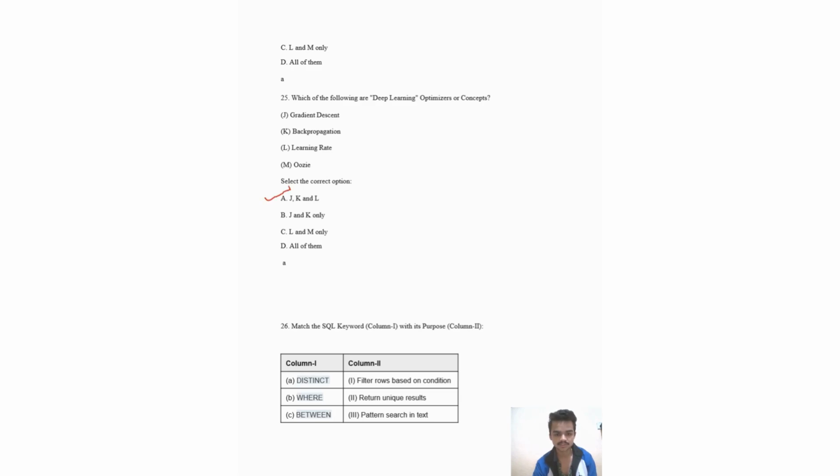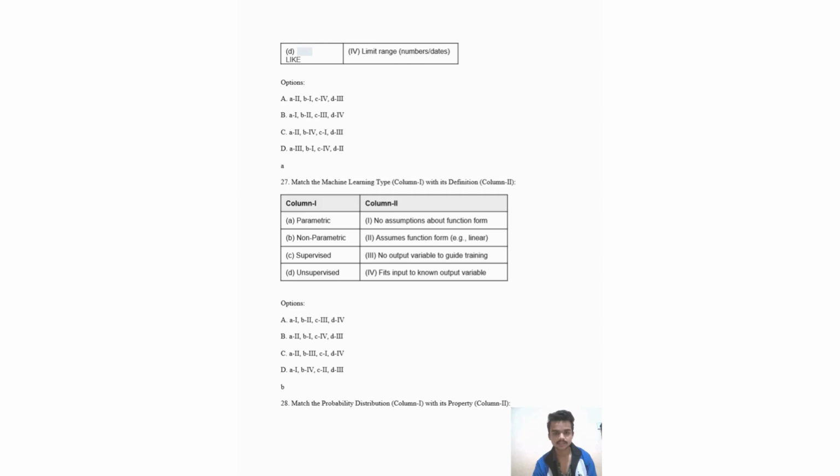Match the following. So distinct where between we have these options also. D is like limit range. So here the answer will be A2, B1, C4 and D3.